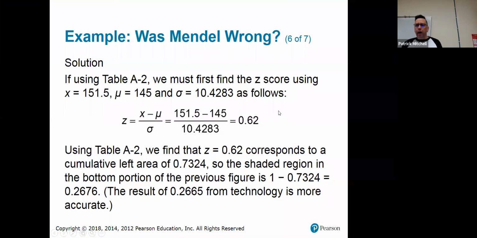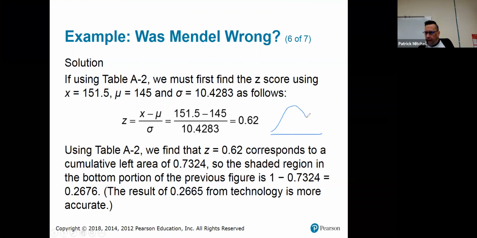All right. So again, you have to translate this thing into a standard normal distribution. Even after I translate it to a standard normal distribution, I still like to draw the picture. So the picture looks something like this. Okay, so if this is a standard normal distribution, that means along the bottom here are all z-scores. 0 is right in the middle. The z-score for this 151.5 comes out to 0.62, which is over here somewhere. Okay. So now, and remember, we're looking for the probability that z is greater than 0.62.